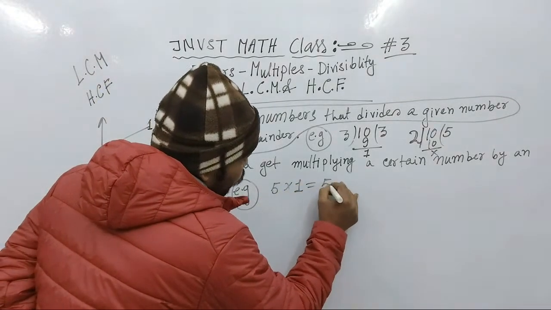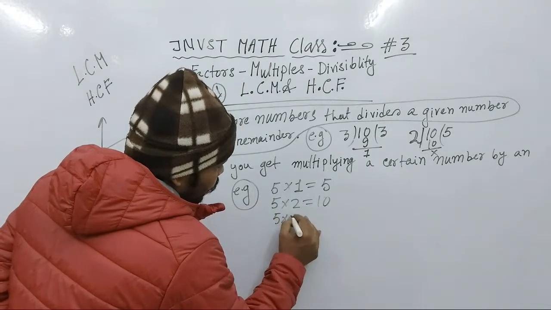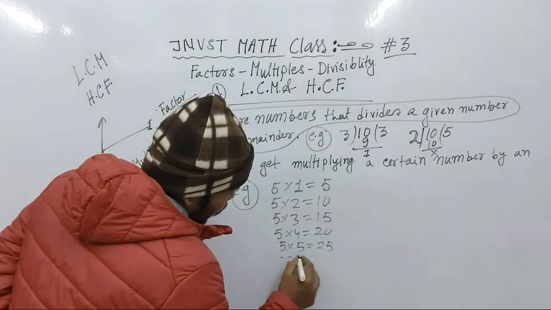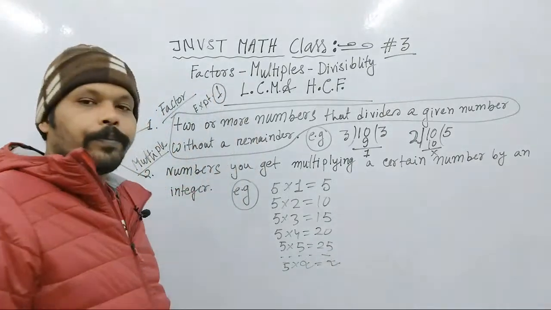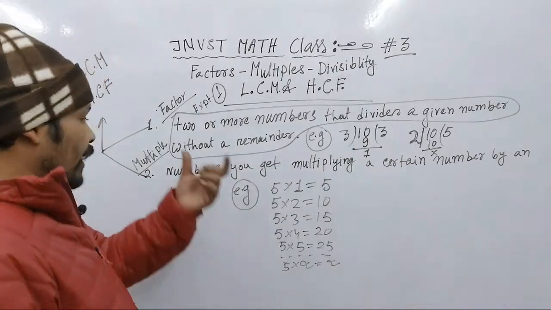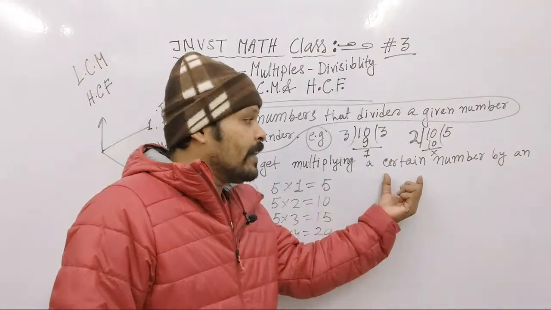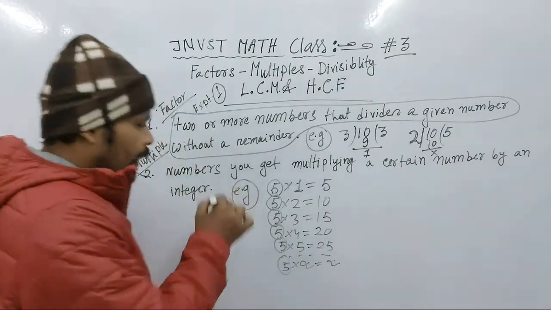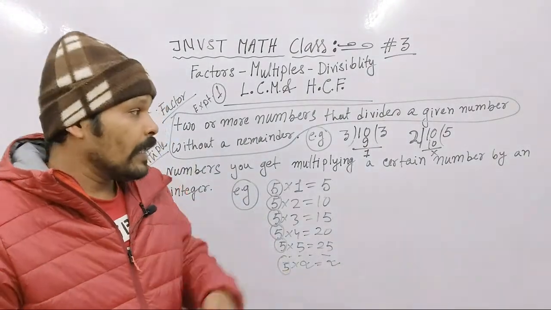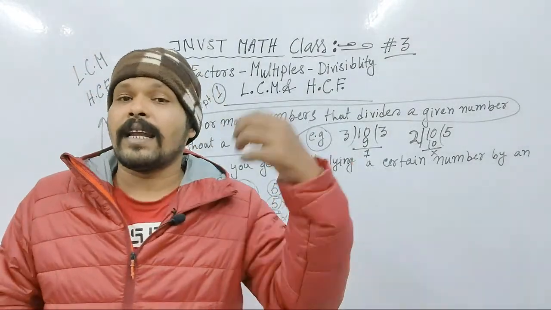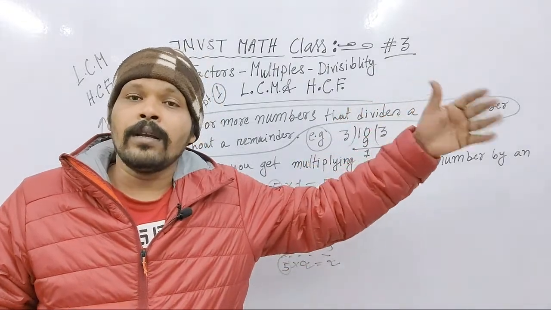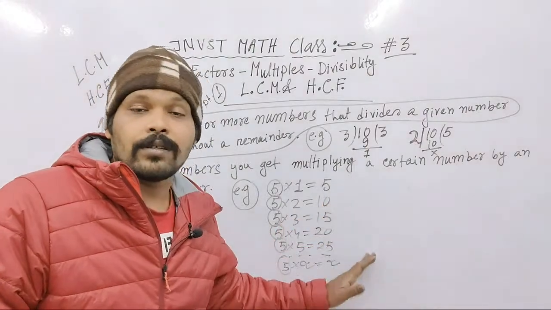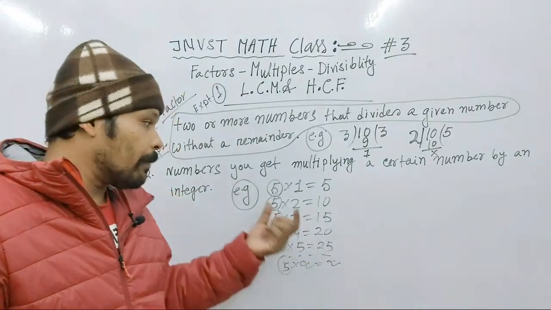5 into 1 equal to 5, 5 into 2 equal to 10, 5 into 3 equal to 15, 5 into 4 equal to 20, 5 into 5 equal to 25, like this, up to infinity. So now, go to the definition again. Numbers you get by multiplying a certain number. The certain number is 5, a particular number. And the integers are 1, 2, 3, 4, 5 up to infinity. If we multiply 5 by these integers, the answers are called the multiples of 5.